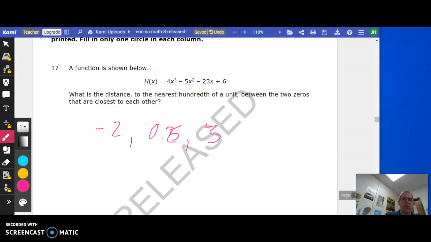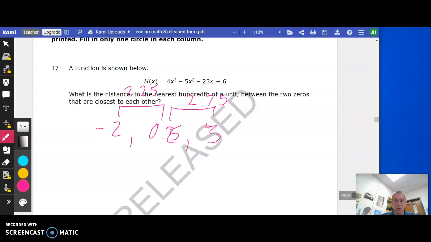Okay, so I might say how far apart are these? Well, we can find out how far things are apart by subtracting. So 3 minus 0.25 is 2.75. On the other one, I can do 2 minus that would be a 2.25. And if you happen to get a negative, just ignore it because distances can't be negative.